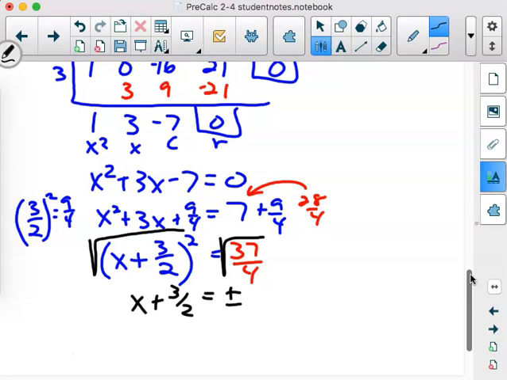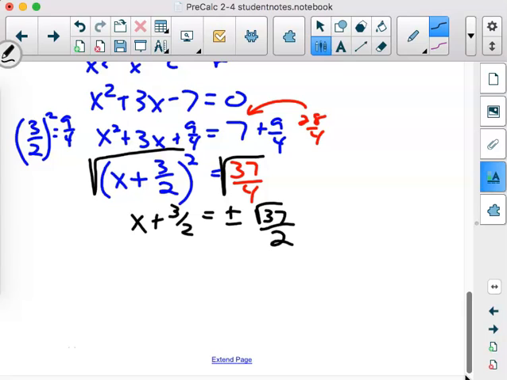And then we would separate these two, because 37 fourths, that doesn't make sense, thinking what's the square root of 37 fourths? But if we think about it as the square root of 37 over the square root of 4, we realize that's going to be really helpful, because then we won't have a radical in the denominator anymore. That will be a 2. And finally, we need to subtract our 3 halves.